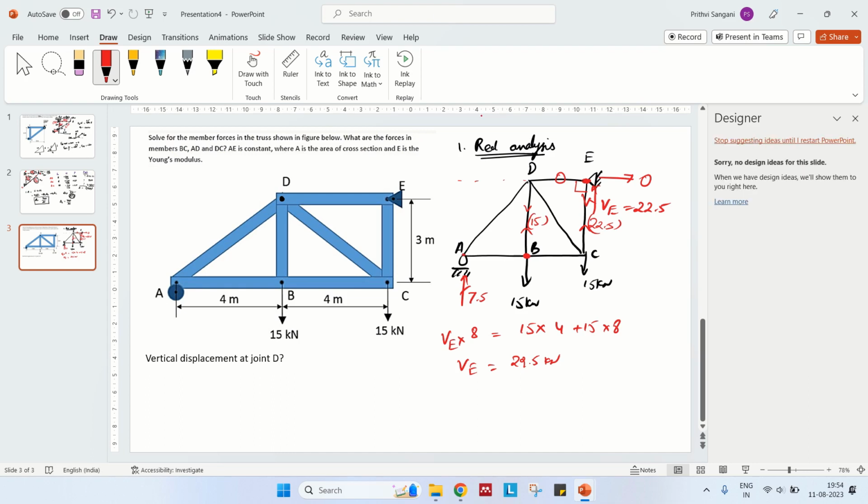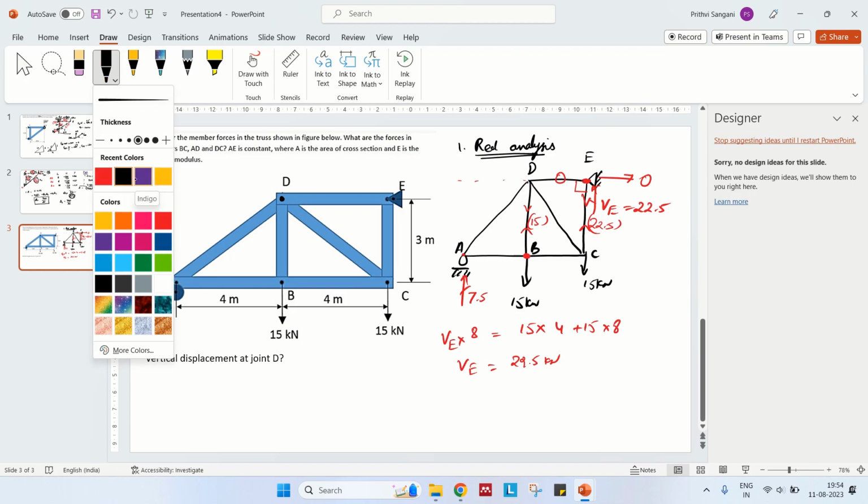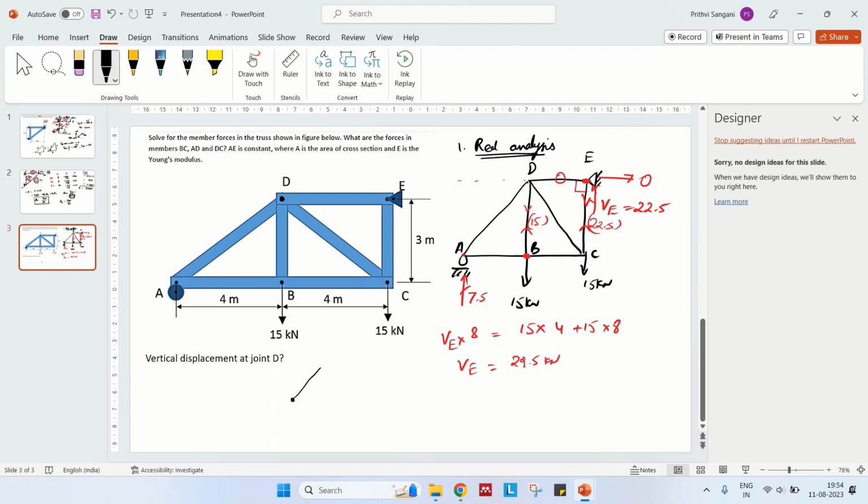So let us take this joint A. You have AD in this direction, FAD, and what is the other one? FAB. You have FAB in this direction, and the support reaction, which is in the vertical direction, 7.5. Now let us take this as theta. Again, this is something like 4, 3, this is 4 and this is 3, that means this is 5. This is theta, this is 3, this is 5.